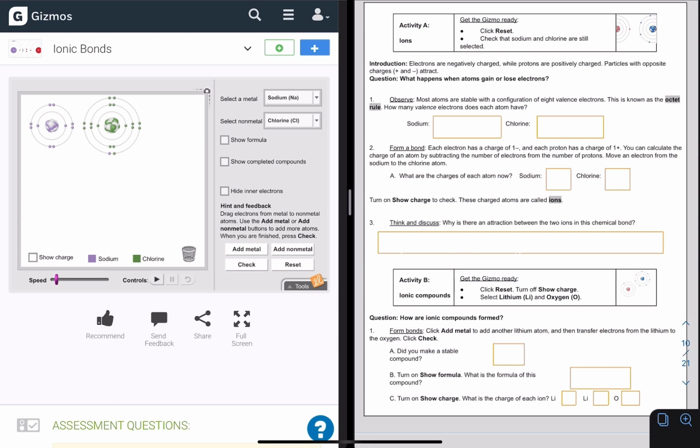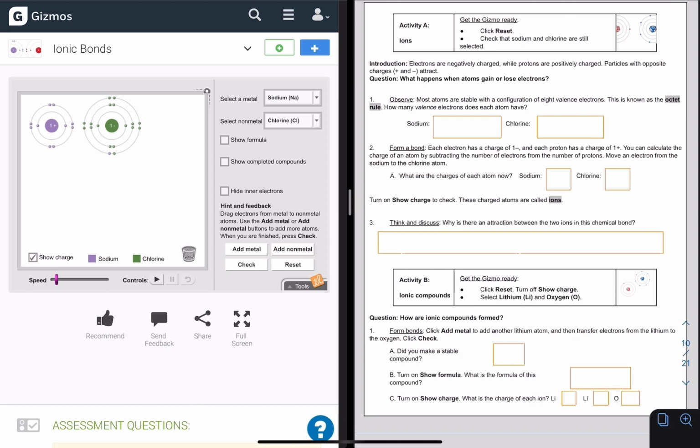But the other thing that you can do is you can click on the box that says show charge, and it will show you the charge of those atoms now that you have moved those electrons. So make sure you write those charges in those 2 boxes right there. And now that they have a charge, these are called ions. So now we're going to move on to question 3.